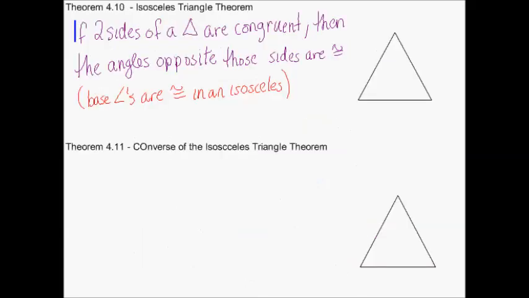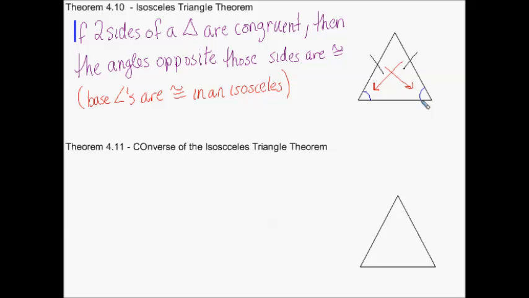If two sides of a triangle are congruent, here and here, then the angles opposite those sides are congruent. If I go across this side, that's the angle opposite. Here, this is the angle opposite. And so you end up with congruent base angles. So the theorem is if two sides of a triangle are congruent, then the angles opposite those sides are congruent. But really, all you need to memorize is that the base angles in an isosceles triangle are congruent. They're equal to each other.